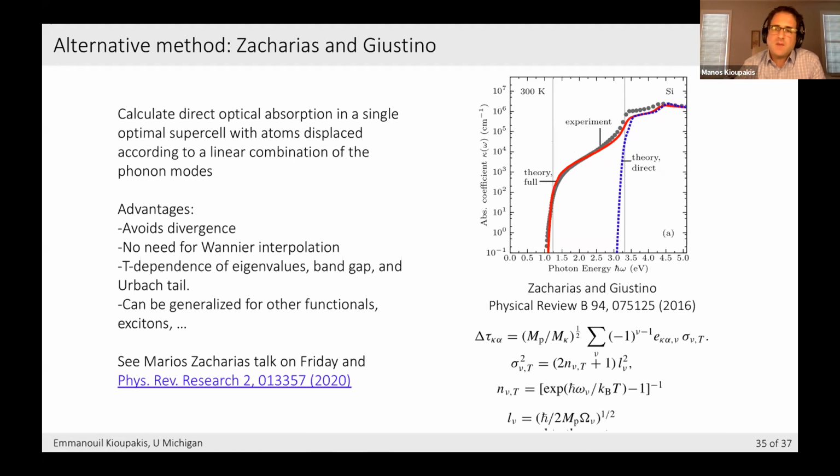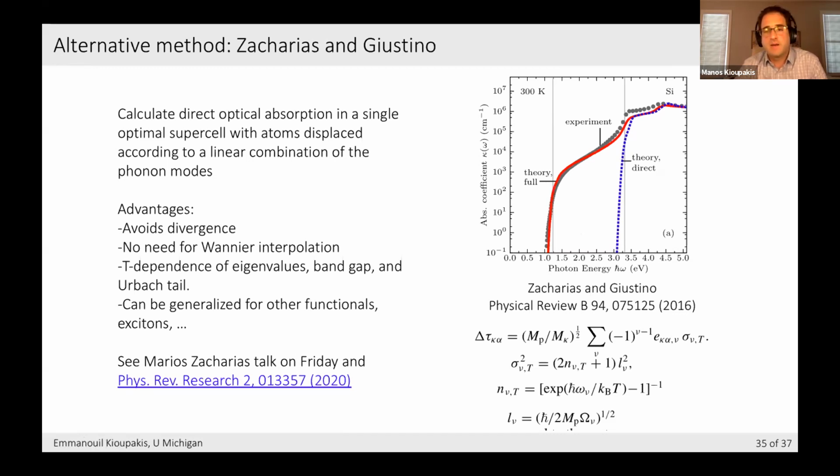And it also gives you a correction in the direct part of the spectrum, where second-order perturbation theory fails to describe the spectrum of silicon because it diverges, but also includes the correct physics for the temperature dependence of the eigenvalues and the Urbach tail. For that, I will forward you to Marius' talk on Friday, as well as the recent publication that describes the techniques of the method.